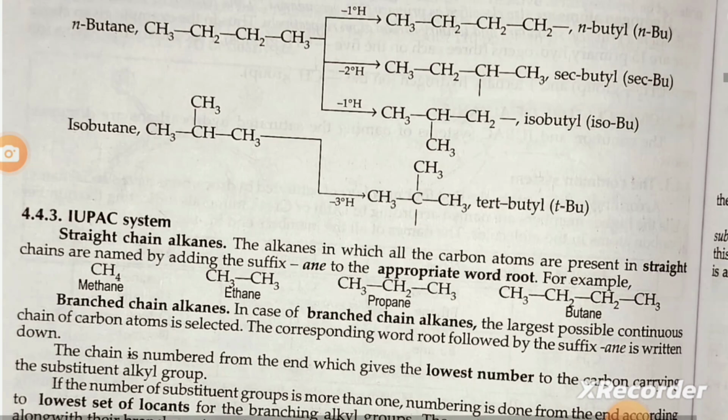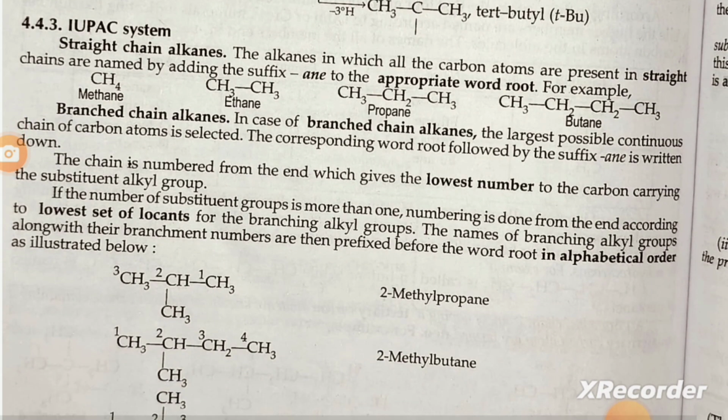IUPAC system. Straight chain alkanes. The alkanes in which all the carbon atoms are present in a straight chain are named by adding the suffix "ane" to the appropriate word root. For example, methane, ethane, propane, butane.